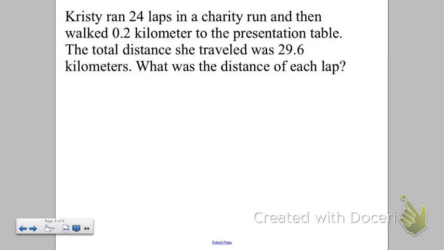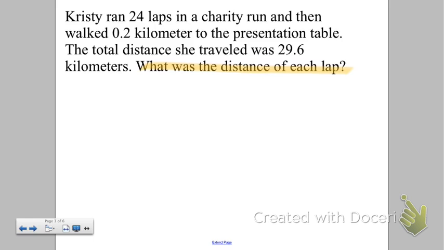And the last question. Christy ran 24 laps in a charity run and then walked 0.2 kilometer to the presentation table. The total distance she traveled was 29.6 kilometers. What was the total distance of each lap? Take a second to copy down the question. So, we need to first determine what it is that we're looking for. We need to know what the distance of each lap is.